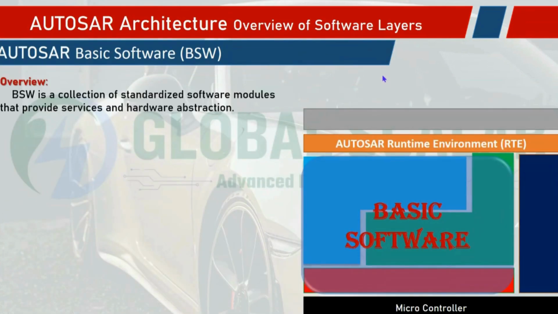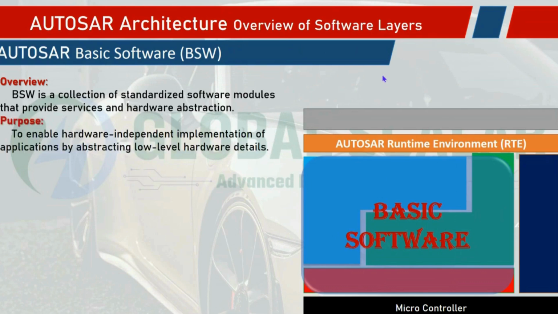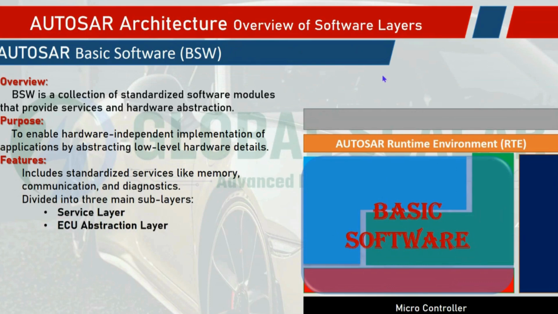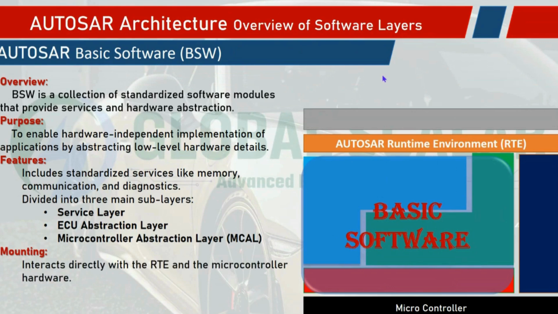Base software BSW is the collection of standardized software modules that provide services and hardware abstraction. The purpose is to enable hardware-independent implementation of the application by abstracting the low-level hardware details. The features include standard services like memory, communication, and diagnostics, and it is divided into three main sub-layers: the service layer, the ECU abstraction layer, and the microcontroller abstraction layer, which we call MCAL. And how is it mounted? It is mounted on top of the microcontroller and below the RTE runtime.